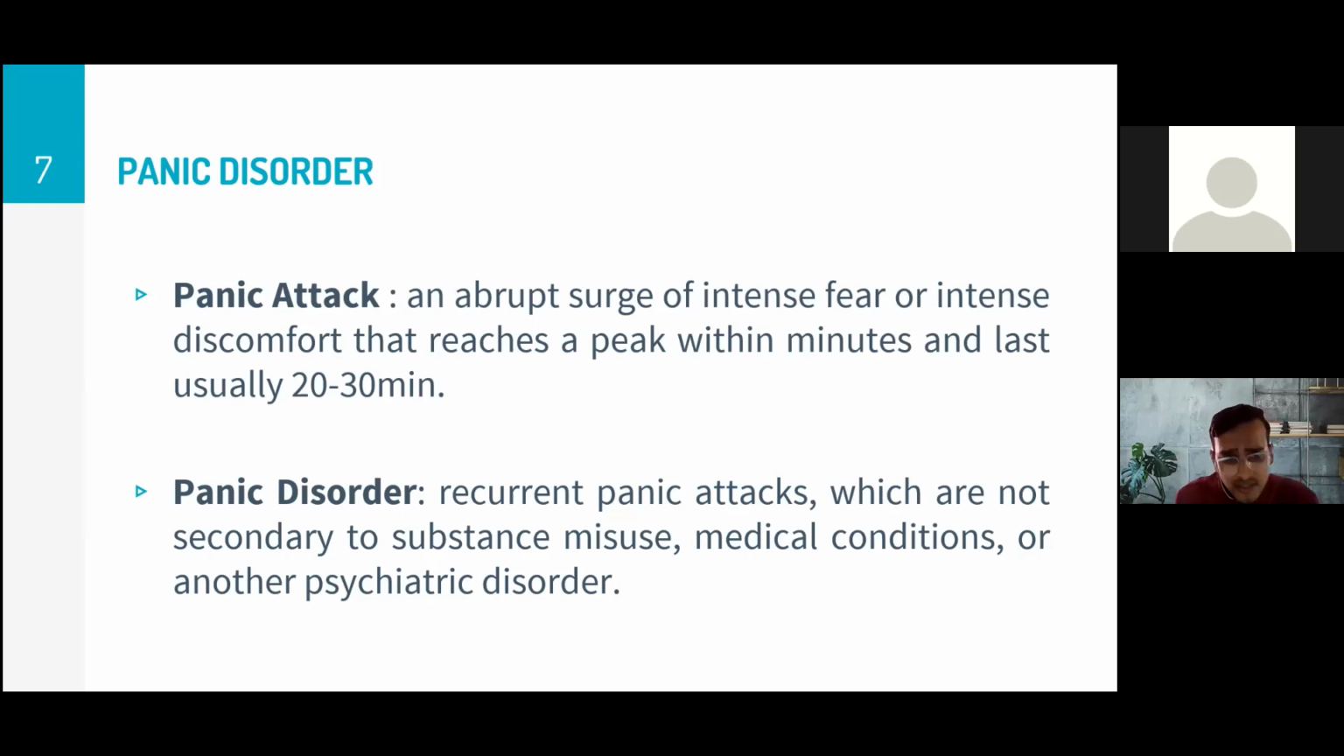And panic disorders are recurring unforeseen panic attacks followed by at least 1 month of persistent worry about having another panic attack or concern about the consequences of a panic attack. And panic disorders are usually there without any substance abuse. Once medical conditions or other mental disorders have been excluded, then we can say it is a panic disorder.